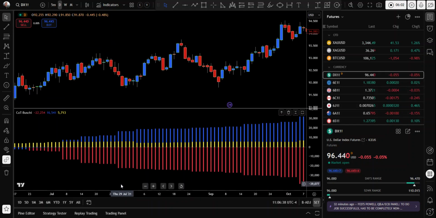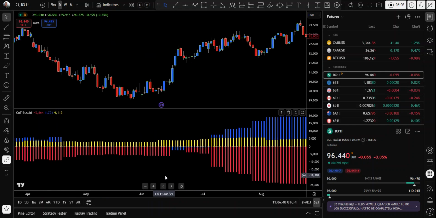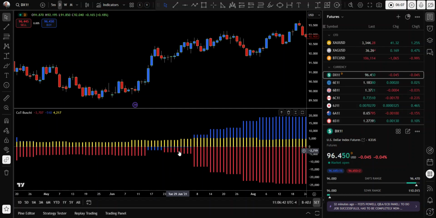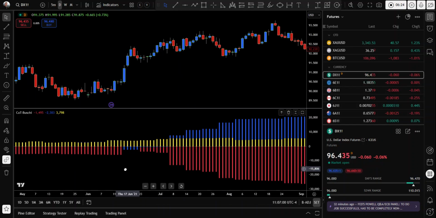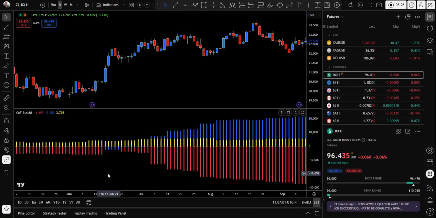Or here's a flip, right? This is what I mean by a flip. Now remember the commercials, they're hedgers, so they're always going to be different than the speculators. Keep that in mind. And the small specs, I really don't pay attention to the yellow ones, the little guys, because they're just retail traders, like most of us. But these guys you want to pay attention to.